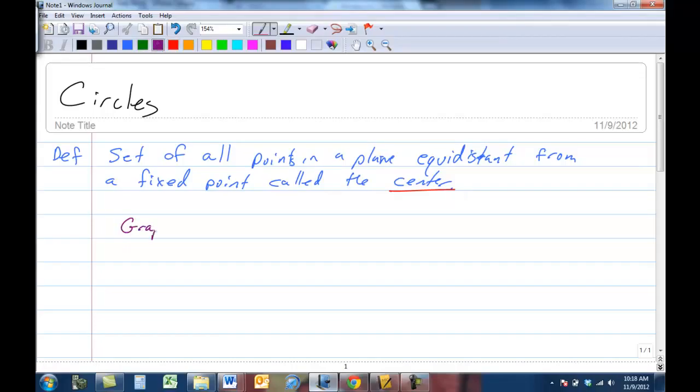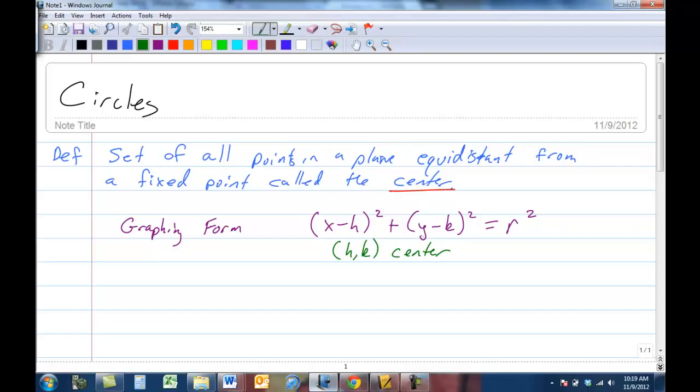Now, the graphing form for a circle is parentheses x minus h quantity squared plus y minus k quantity squared equals r squared, where the point (h, k) is the center, and since it's x minus h and y minus k, each one is the opposite of what you think, both h and k in this case. And r, you can probably guess, is the radius.